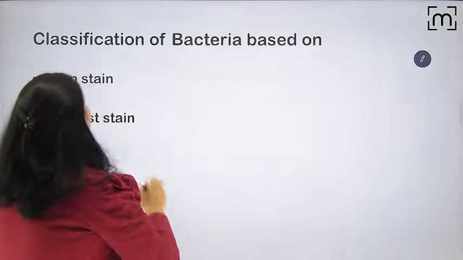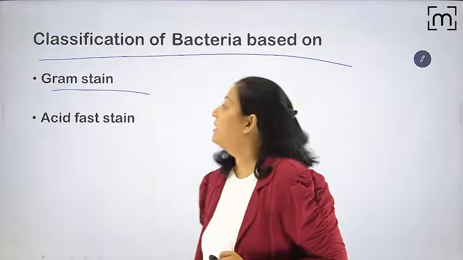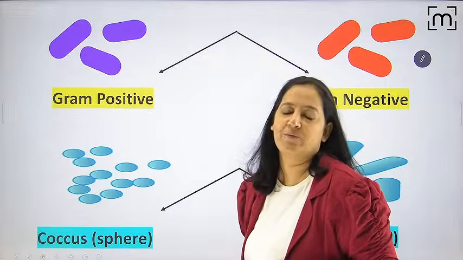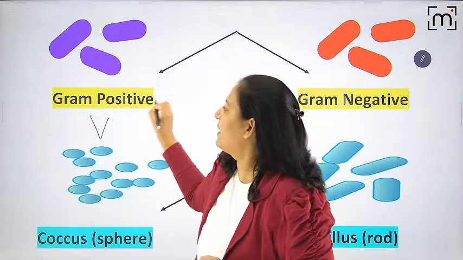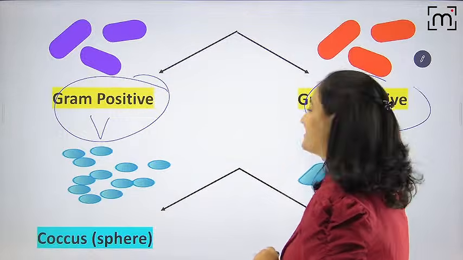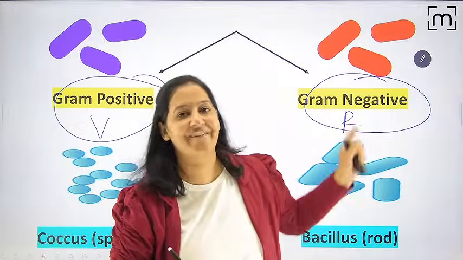So let me start. Let me tell you the classification of the bacteria first based on Gram stain. Based on Gram stain, what have we learned? We have learned there are two types of bacteria. What are the two types of bacteria? The violet ones are Gram positive. And the red ones are Gram negative. Can you see the two types of bacteria? The violet are Gram positive. The red are Gram negative.